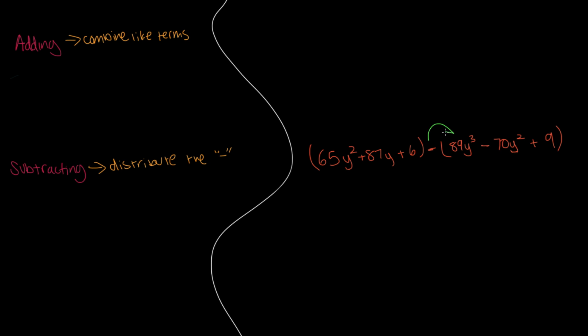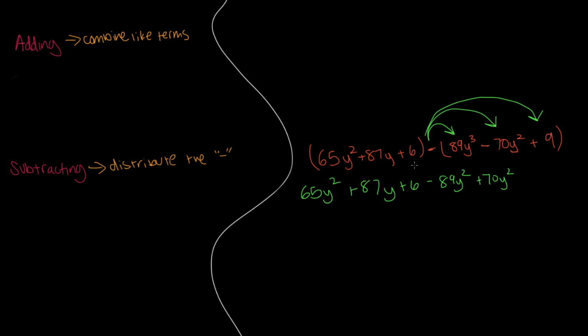Now again, let's switch this from adding to subtracting. So for this one, remember, we always distribute the negative. So we're going to distribute this to all three terms. So we're going to have our beginning polynomial, our first one, which is 65y squared plus 87y plus 6, and then we distribute that negative. So we're going to have negative 89y to the third, and then negative times negative 70 is going to be plus 70y squared, and then negative times positive 9 is going to give us negative 9.